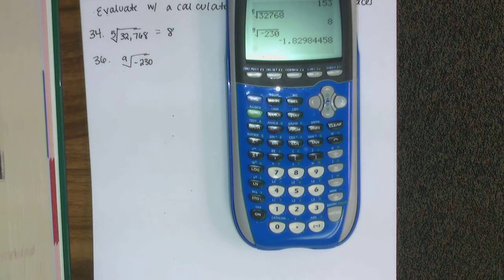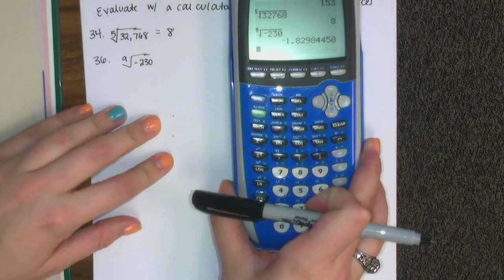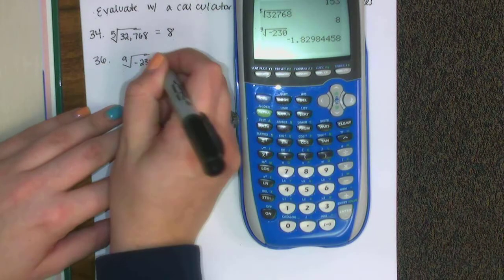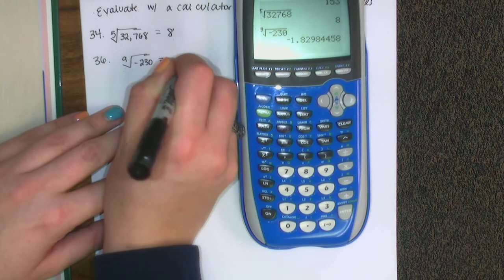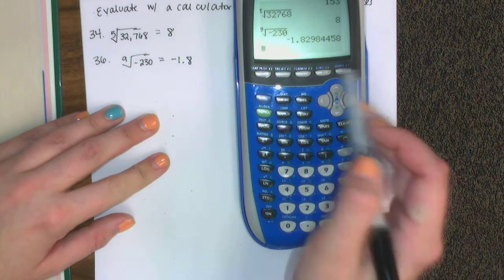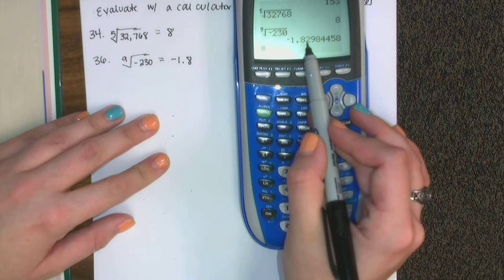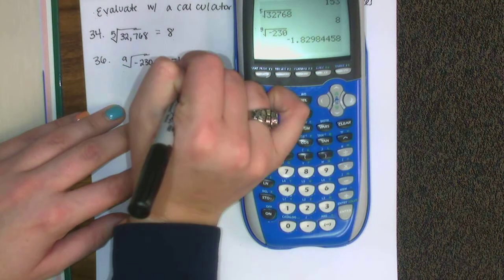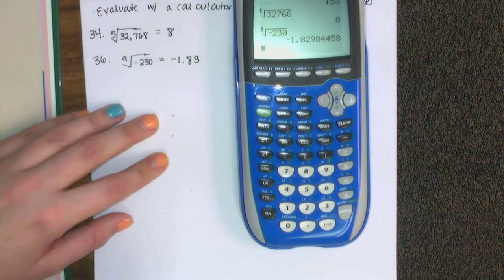Now notice the number is negative and it's a decimal, so we're going to round it to 2 decimal places. So the answer is minus 1.8. Notice that 9 is there, so that 9 is going to round that 2 up to a 3. So I'm at minus 1.83 for that one.